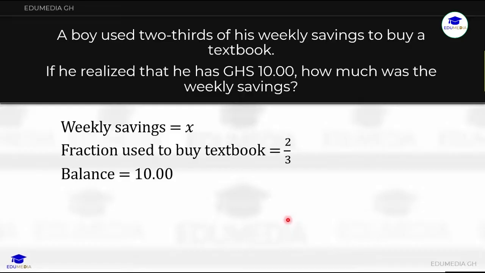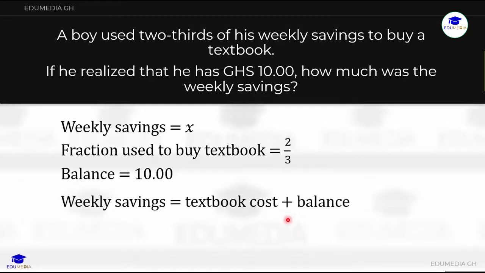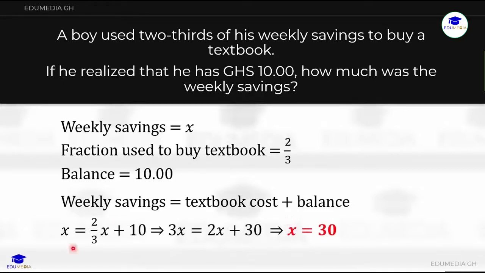So therefore, we need to form a formula from this, or an equation from this. We know very well that his weekly savings is the same as his textbook cost plus his balance. So putting the textbook cost and the balance together should be the same as his weekly savings. So go ahead and form the formula. His weekly savings, we don't know, that is x, and then 2/3 of x is what he spends on the book, plus the 10 cedis balance. That's what we have here. Now multiplying through by 3, we have 3x equals 2x plus 30. Moving the 2x to this side, we have x equals 30. Therefore, the boy's weekly savings is 30 cedis.